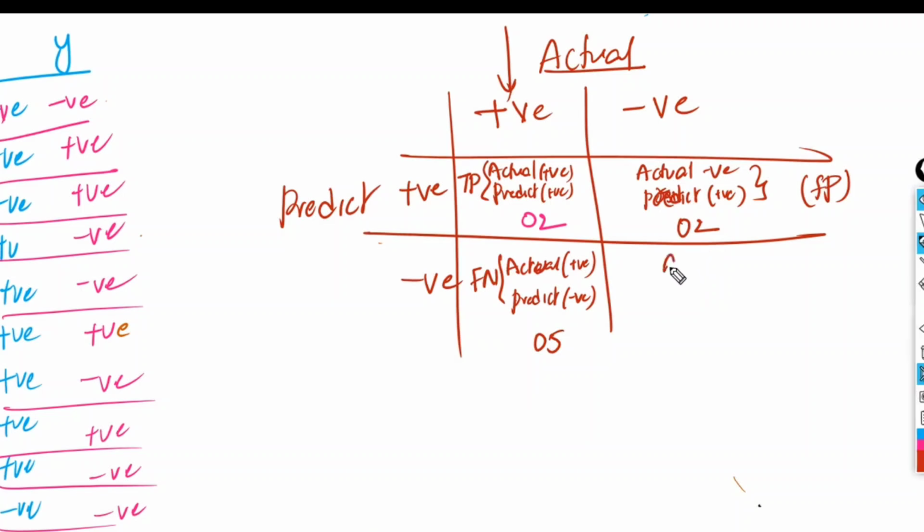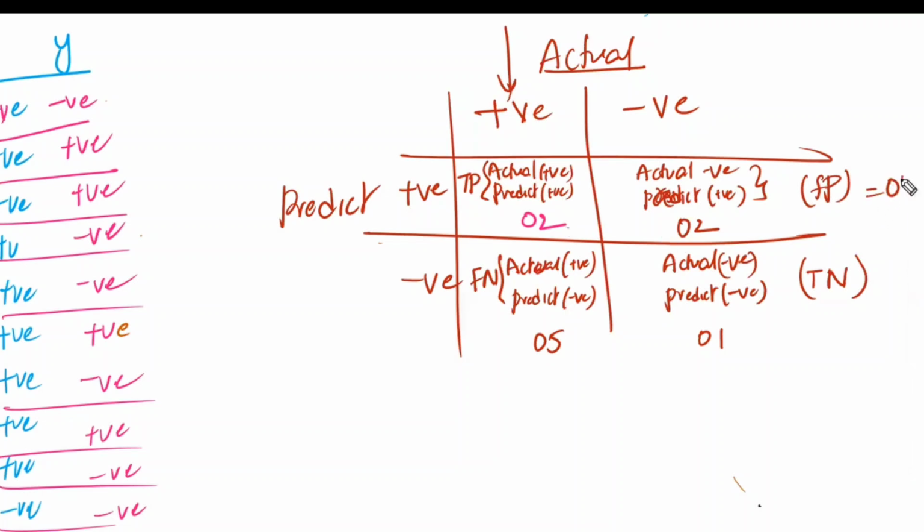Next, actual negative, predicted also negative. Now, what are you predicting? Negative you are predicting. Whether it is correct or wrong? Correct. So it is called TN. This part is called TN. And how many records are there? 1 record. Now, if you write the total of this one, that is 2 plus 2.